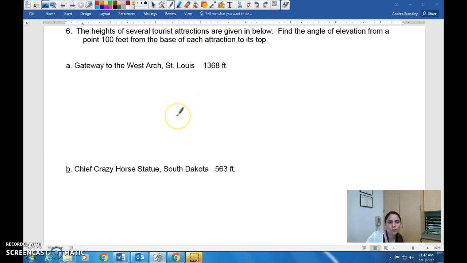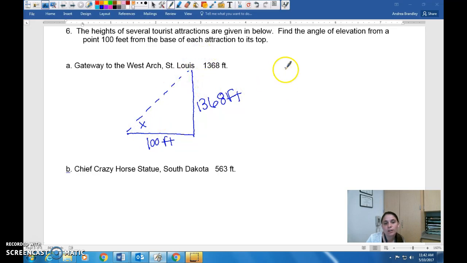So if I show you this first one, so here I'm standing, if I go 100 feet, I'm 100 feet from the base of the Gateway Arch in St. Louis, which is 1,368 feet tall. So what is the angle right here to the top of the Gateway Arch?